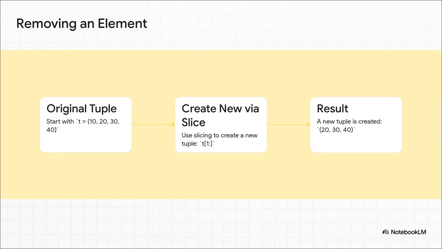So you may be wondering, how do you even work with something you can't change? Well, the trick is, you don't modify tuples. You create new ones from pieces of the old ones. Let's say we start with this tuple, t. If we want to get rid of that first element, we can't just delete it. Instead, we use a slice, t[1:], to create a brand new tuple that has everything except for that first element. The original tuple t is still there, completely untouched.